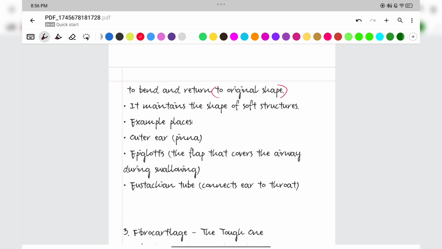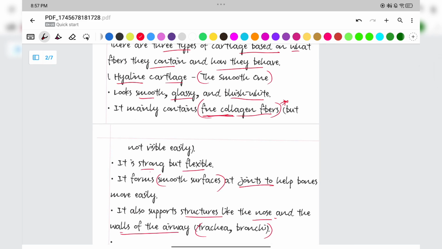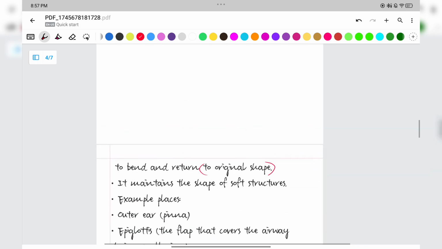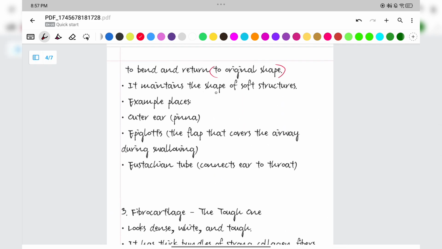So, as we have already discussed, we have to remember the contents inside each type of cartilage. In hyaline cartilage, what we have discussed, it contains fine collagen fibers. It is easy to remember for the elastic one because it comes after the name itself, elastic cartilage. So there would be elastic fibers, the flexible one. It maintains the shape of soft structures. Since there are many soft structures inside our body, it gives a particular shape to those structures.